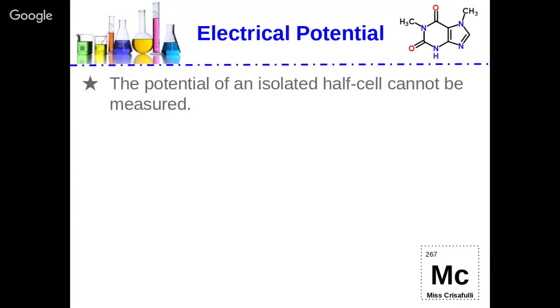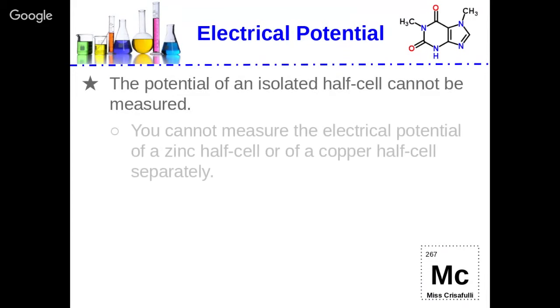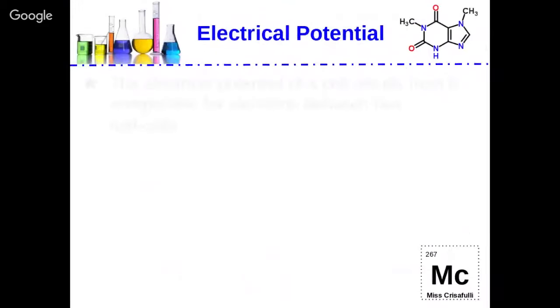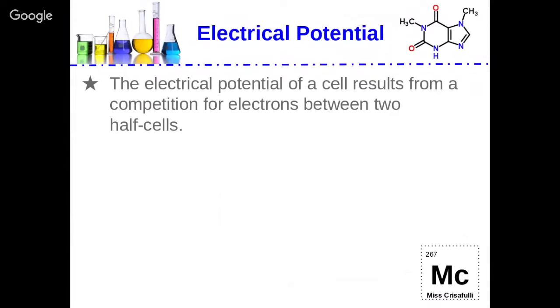The potential of an isolated half cell cannot be measured. You cannot measure the electrical potential of a zinc half cell or a copper half cell separately. When these two half cells are connected to form a voltaic cell, however, the difference in the potential can be measured. The electrical potential of a cell results from a competition for electrons between the two half cells.